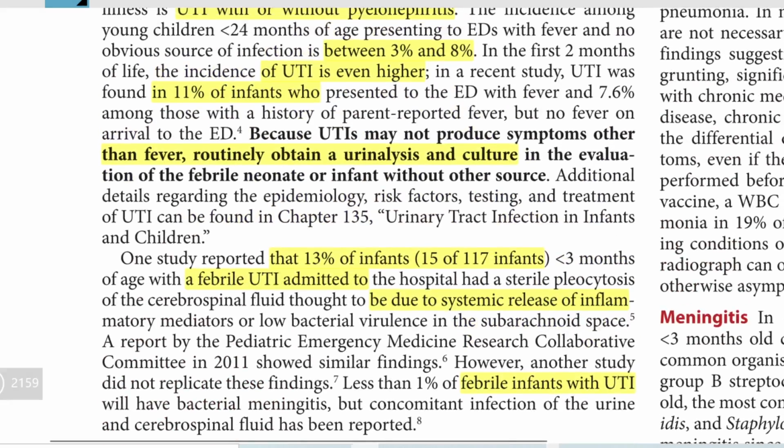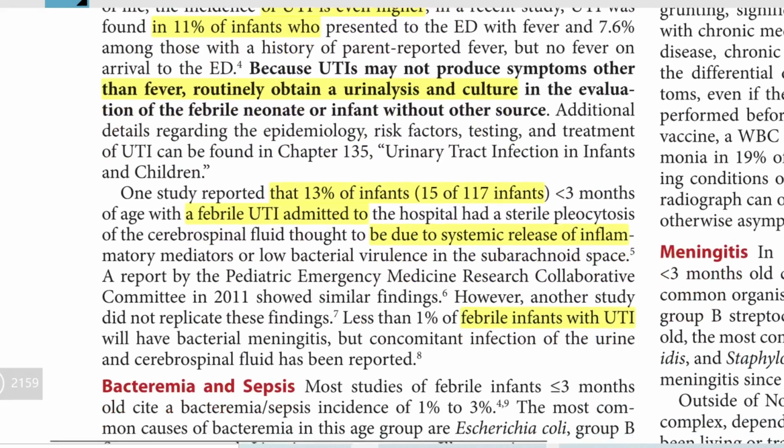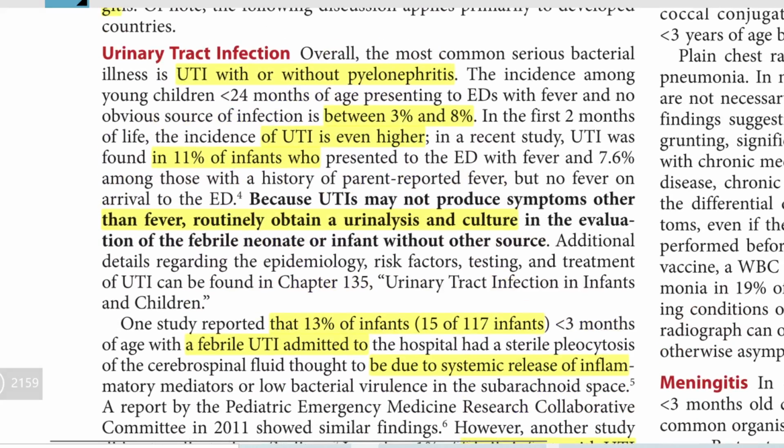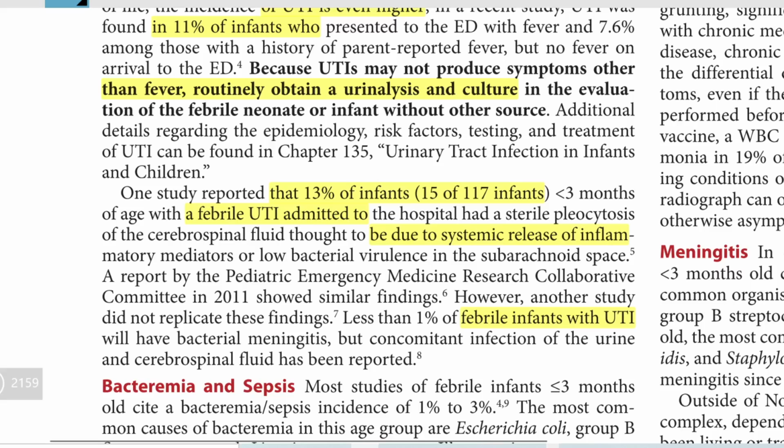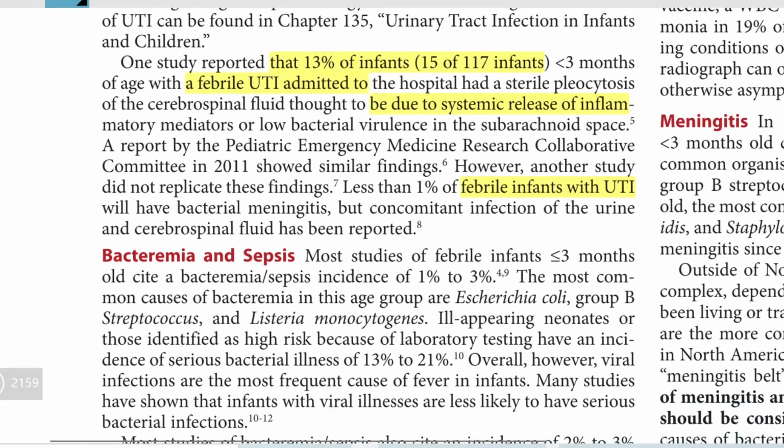So we must be careful. The important points to remember here: in patients less than 24 months, the incidence will be 3 to 8%, and in the first 2 months of life it is even higher. Because the patient cannot tell us anything, we must get a routine urinalysis and also a culture. Patients who might have a febrile UTI can have sterile pleocytosis of the CSF, which might be due to the systemic release of inflammatory mediators. This is how we must remember this.